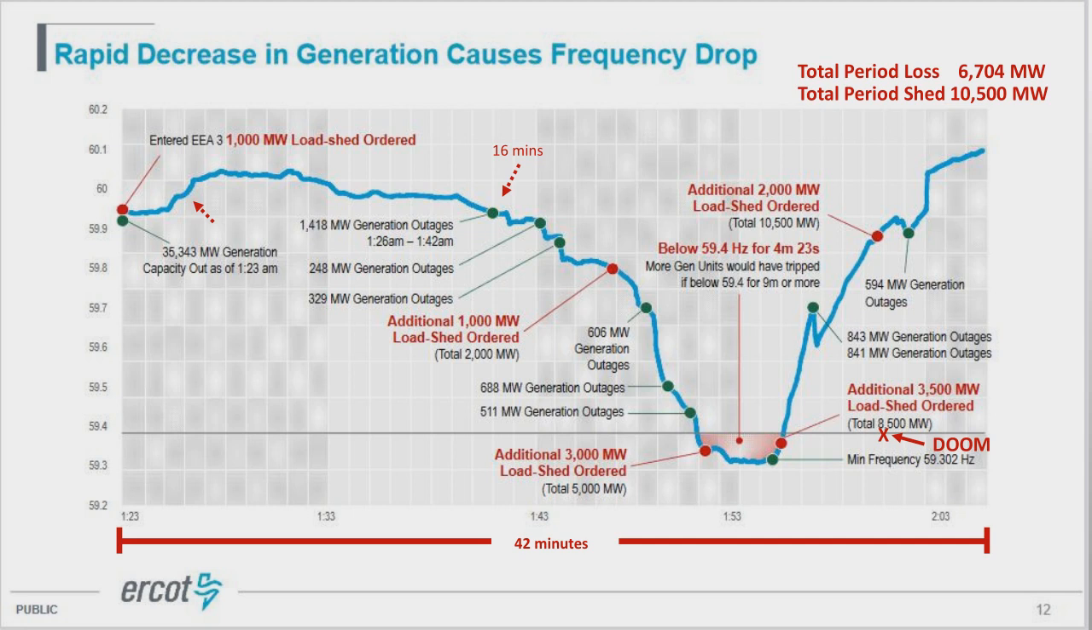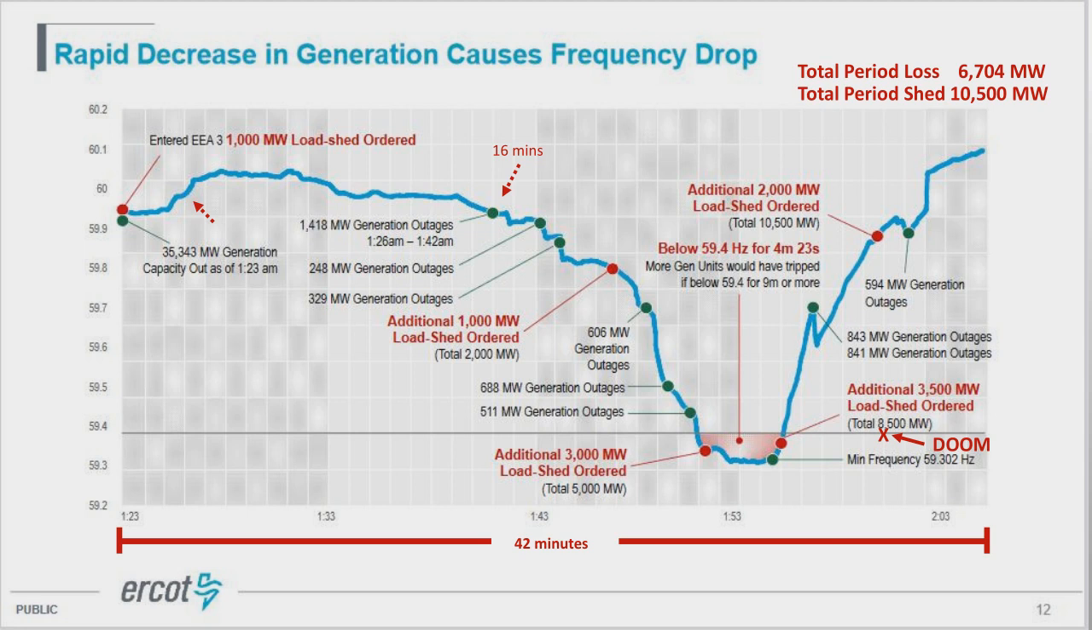They laid off another 1,000 megawatts. Again, even the 2,000 that they've laid off by now could be handled by rolling blackouts. It is now getting to be a bigger situation, but it isn't a crisis. And then note that in the next 2 minutes, they lose 606,000 megawatts, 688,000 megawatts, and 511,000 megawatts. And the frequency dives steeply.